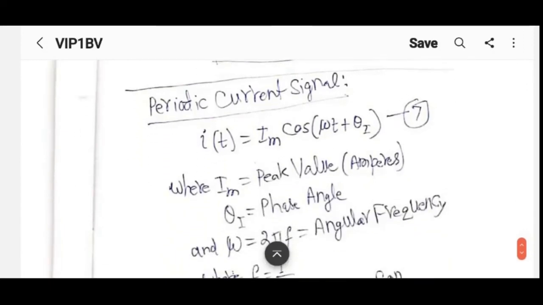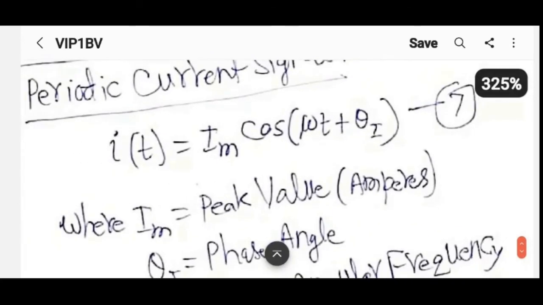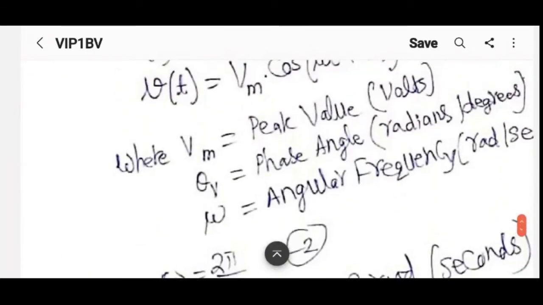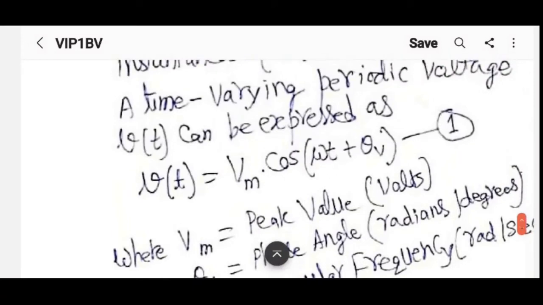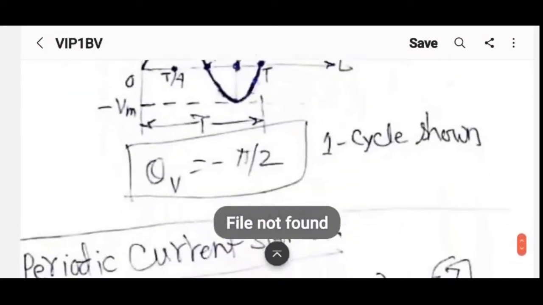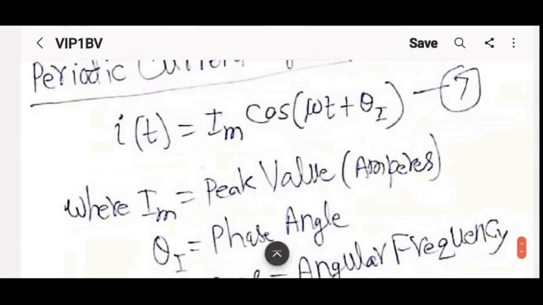Current signal, if it is periodic, is also described by a similar equation. Only thing is, you be aware of the notations that I am using. That is going to be very important as we proceed. For voltage signal, which is periodic, I am using theta v as the phase shift and Vm as the peak value. For current signal, I am going to be using Im as the peak value and theta I as the phase shift.